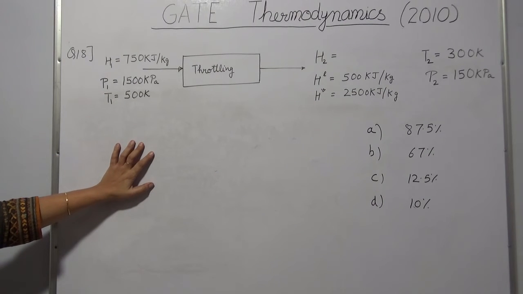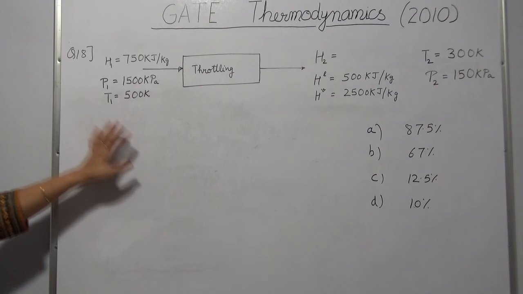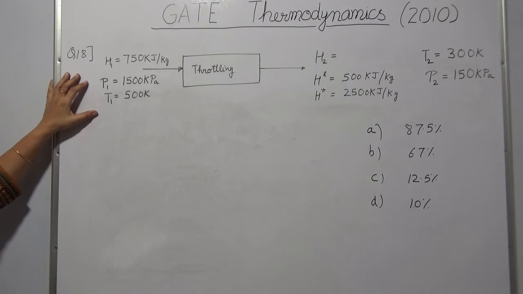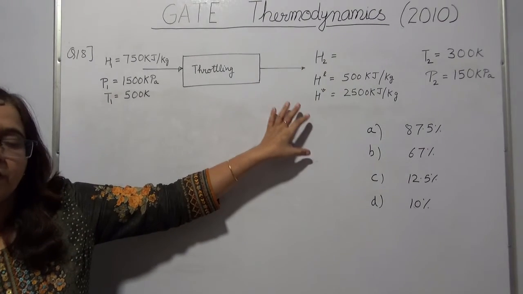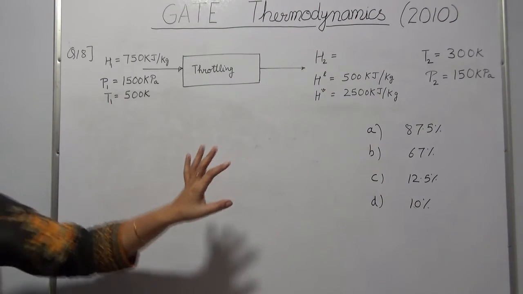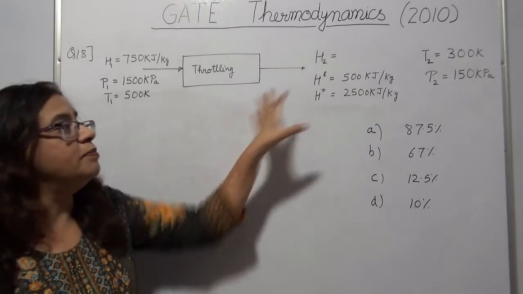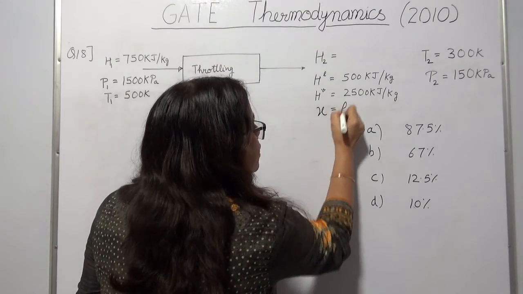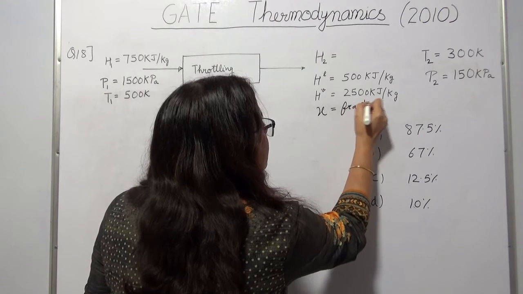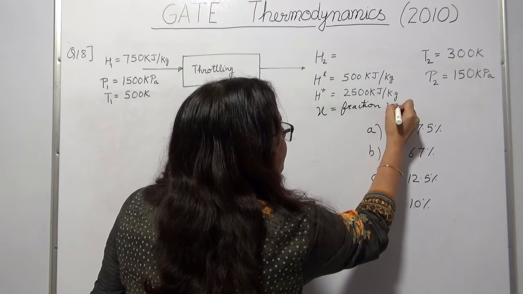Now it says that at the exit conditions there is a liquid vapor mixture. So to start with you have a saturated liquid. After throttling you get a liquid vapor mixture. Let's say that the fraction of this mixture which is vapor, let's denote it by x. So x is your fraction vapor.